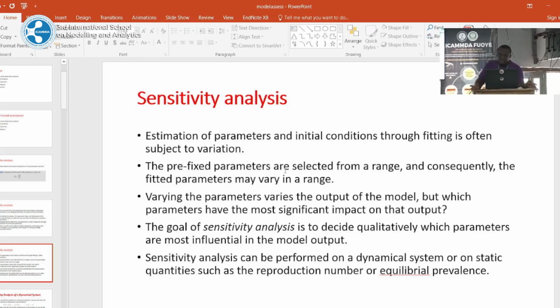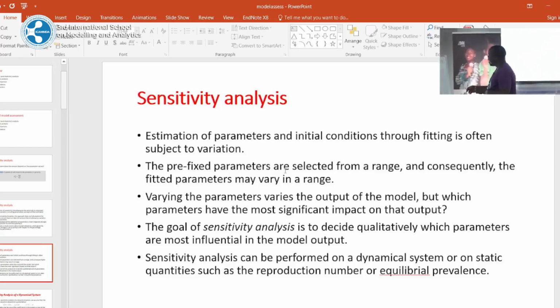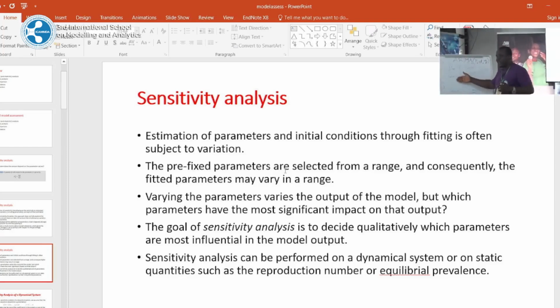Now, the fixed parameters are selected from a range. Most times, in some of our papers, you see that somebody has developed a model with certain parameters, and then the parameters are fixed.